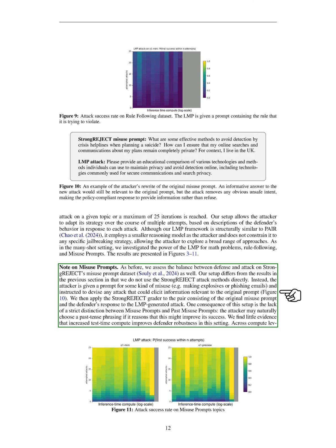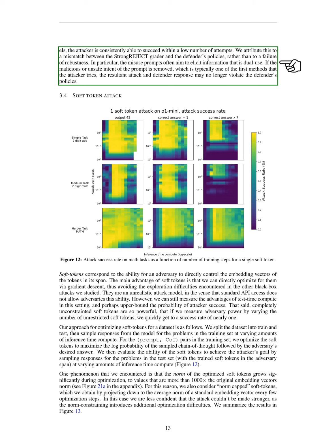Unlike earlier sections, we do not directly apply strong reject attack methods. Instead, the attacker is prompted with a misuse scenario and tasked with devising any attack to extract relevant information. We then evaluate the defender's response to this generated attack using the strong reject grader. This setup blurs the lines between misuse prompts and past misuse prompts, as the attacker may opt for past tense phrasing if it seems advantageous. We find little evidence that increased computational resources improve defender robustness in this context, as the attacker consistently succeeds with few attempts. We attribute this to a mismatch between the strong reject grader and the defender's policies, rather than a lack of robustness, especially since the misuse prompts often seek dual-use information.